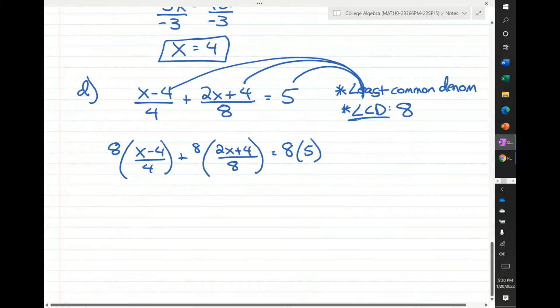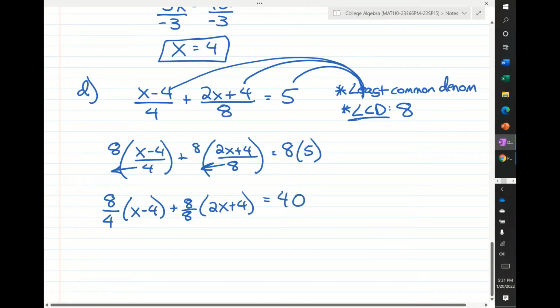What we could do at this point to make things easier is just bring this 4 on the outside. So this is just 8 divided by 4 times x minus 4. This is the same thing as 8 divided by 8 times 2x plus 4. And this is just 8 times 5, which is 40. We're starting to make it simpler and simpler.